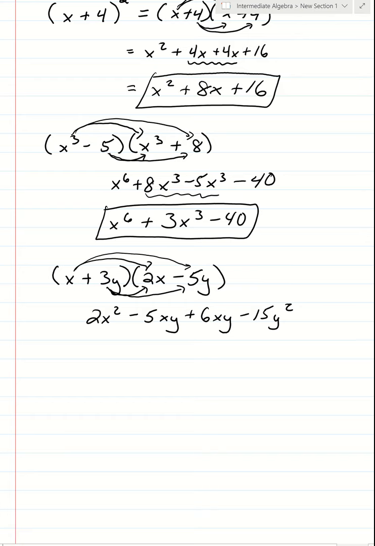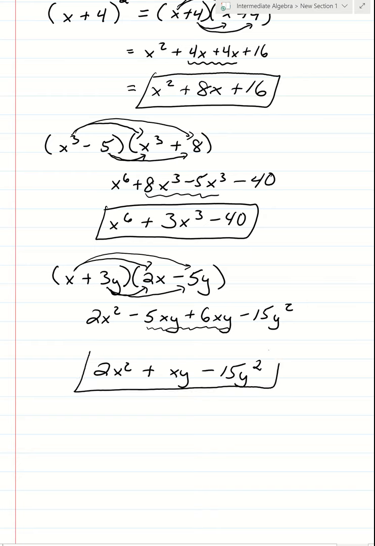Once again, we always try to combine any and all like terms, and we have like terms in the middle. So we still have now the 2x squared. The negative 5xy plus the 6xy would give you a plus 1xy minus 15y squared. And that would be your simplified product of those two polynomials.